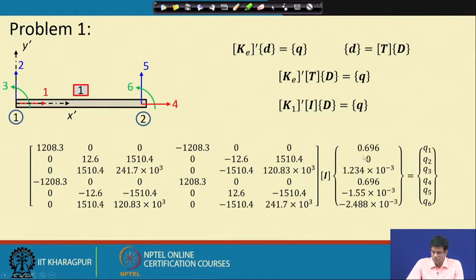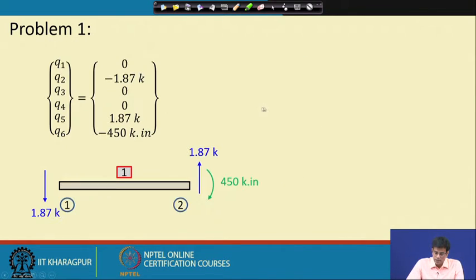Just by substituting this D1 to D6 that we found in the previous class, we get Q1, Q2, Q3, Q4, Q5 and Q6. So, let us see how this turns out.